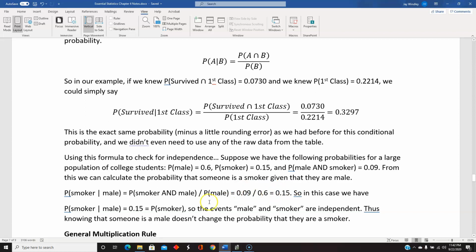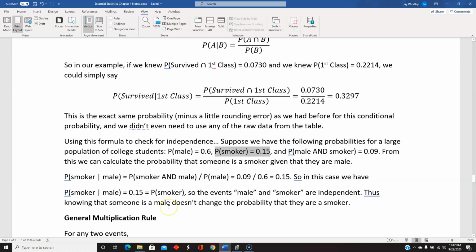So notice what's interesting about this. We just calculated the conditional probability to be 0.15, the probability that someone is a smoker given that they're male. But in the problem, we were told that the probability someone's a smoker is 15%. So in this case, the probability that someone is a smoker given that they're male is the same as the probability that they're a smoker, which means that in this case, the events smoker and male are independent. Knowing that someone is a male doesn't change the probability that they're a smoker.